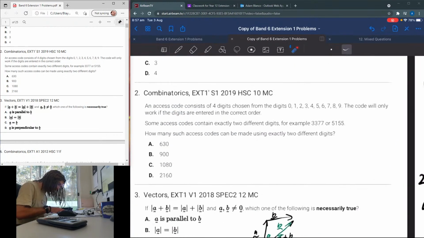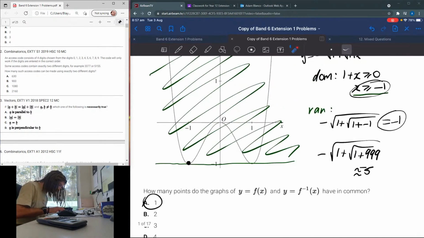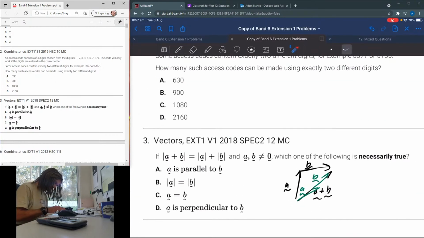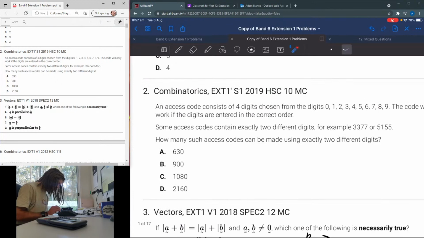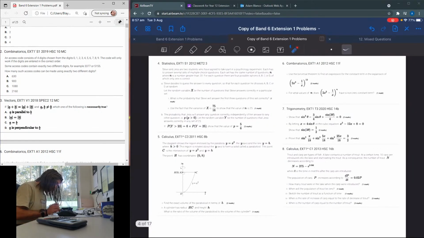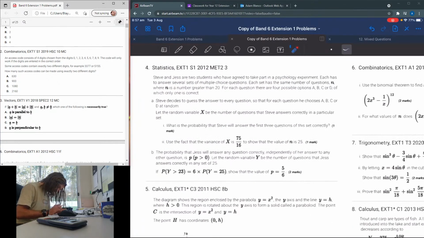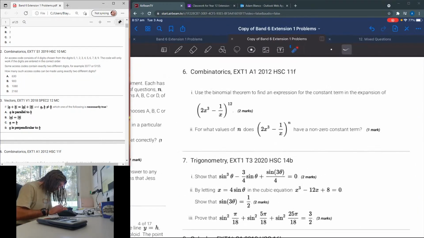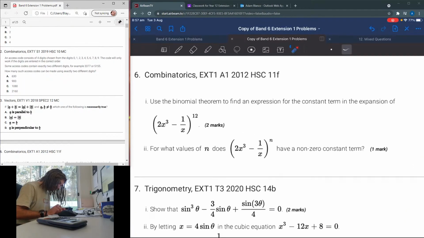I'm still confused by this one. I understand this one makes sense. This one makes too much sense. But the combinatorics one I don't really like. On Thursday, I'll go through some of these depending on how long they take. There's a variance question, a paraboloid question, and a binomial theorem question.